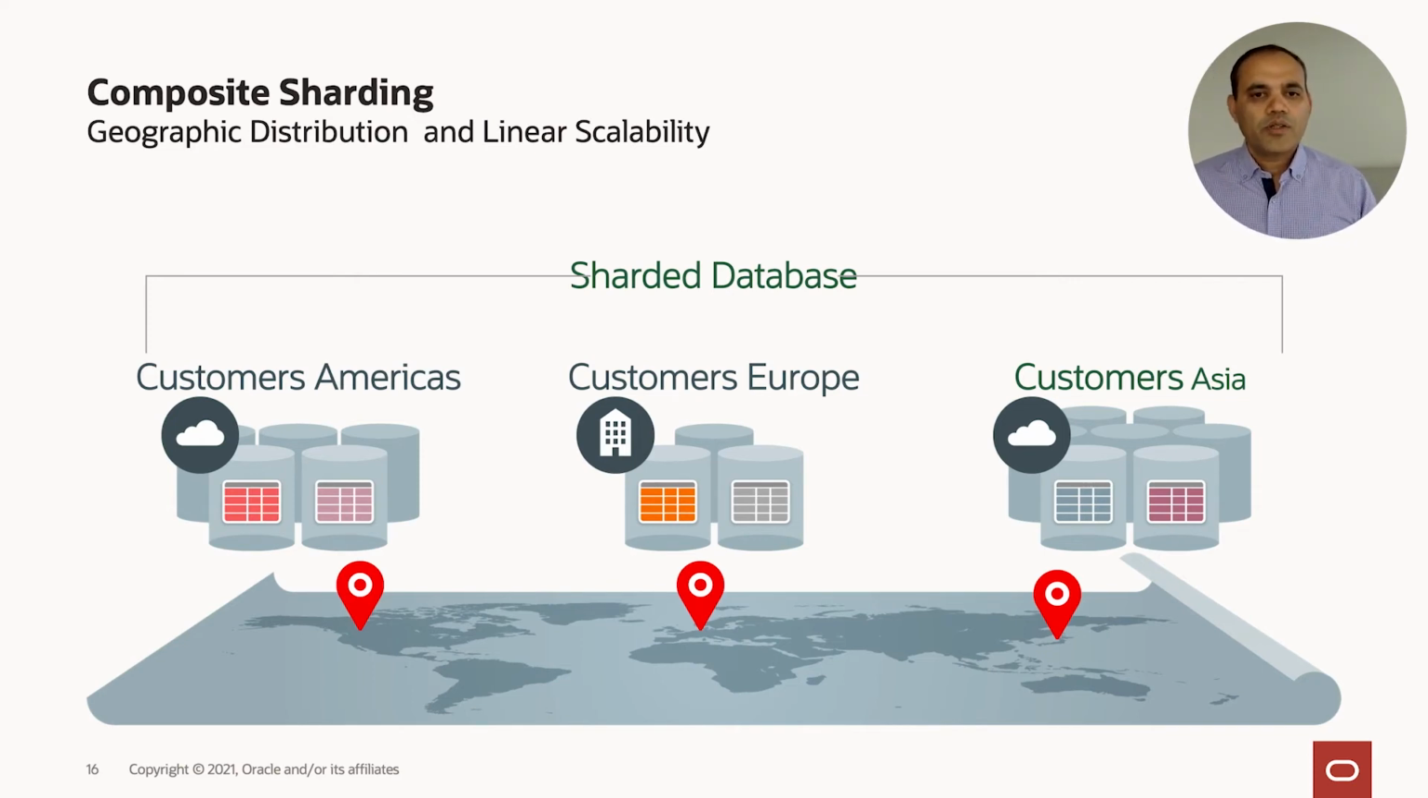Now that is what enables our global database use case. So for example, I have a global application which needs a database where, for data sovereignty reasons, the data needs to reside in a specific geographic location. So with composite sharding, I can create such a global database.